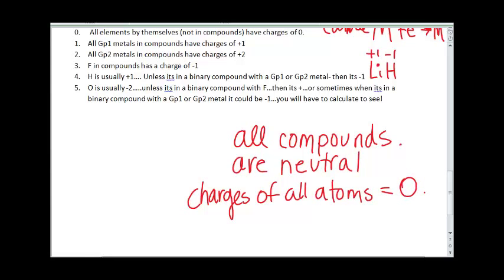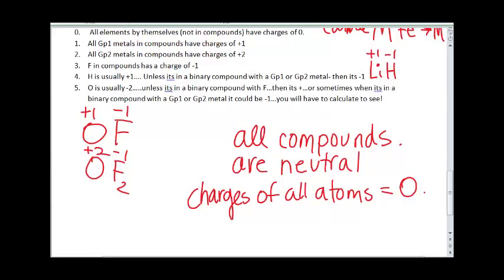And then O is usually -2 unless it's in a binary compound with F. So if you had OF, O can't be -2 here because we know F is -1. So to make this equal 0, what does O have to be? +1, right? And if you had OF2 and F is -1, then O has to be +2, because you have 2 things that are each -1 for a total of -2, so this guy would have to be +2.